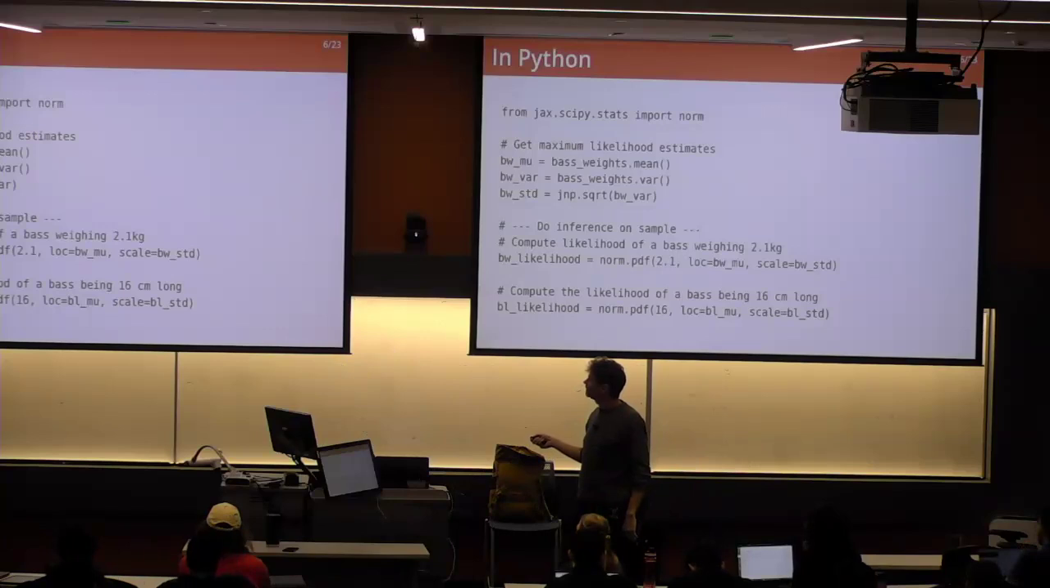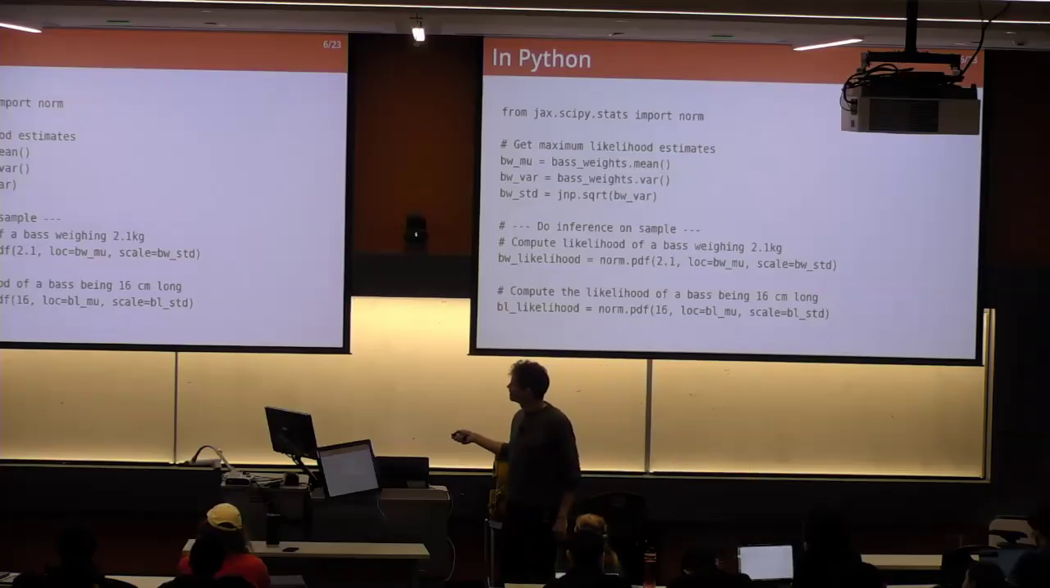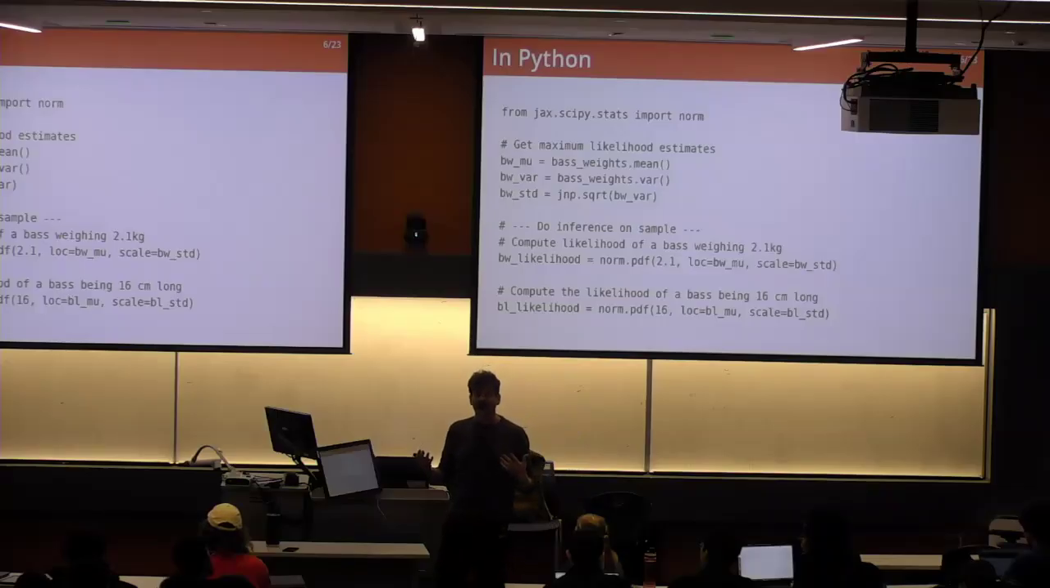And so we can ask, what is the likelihood of seeing a weight of 21 kilograms, given that the bass weight mu is this number, and the standard deviation of bass weight is this, and I'll get back some number, 0.02. And I can do the likelihood of a bass being 16 centimeters long. Here I'm asking, given this mu length and this standard deviation for length, what is the PDF? What is the probability density at 16? And I get back a likelihood. Okay so far? We're getting there to where we can do this whole Bayesian thing.